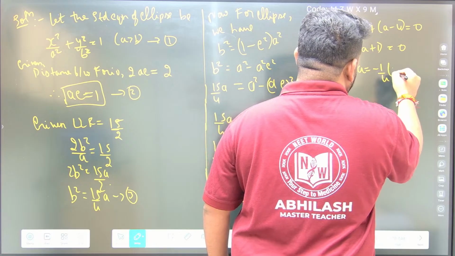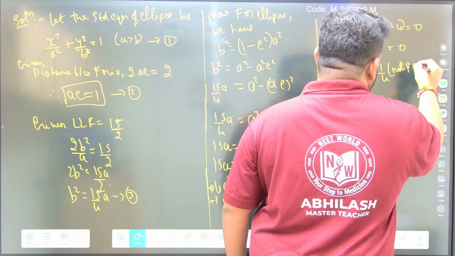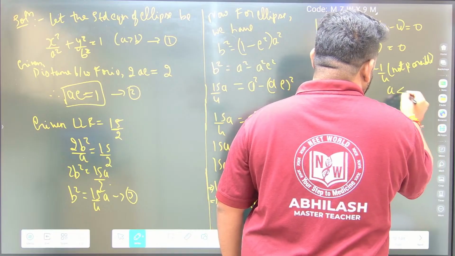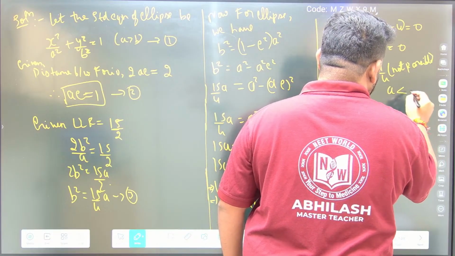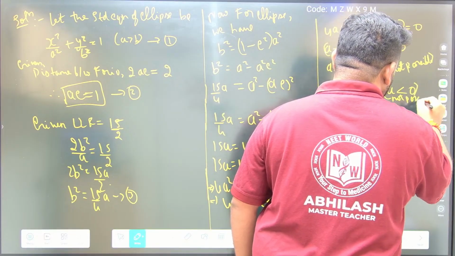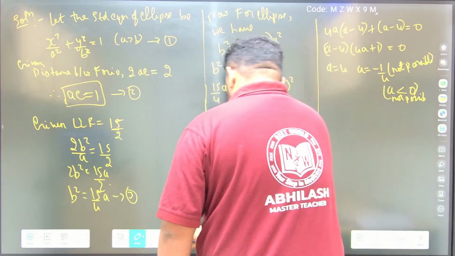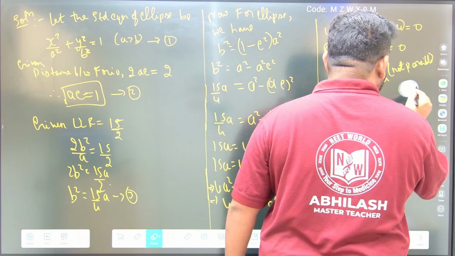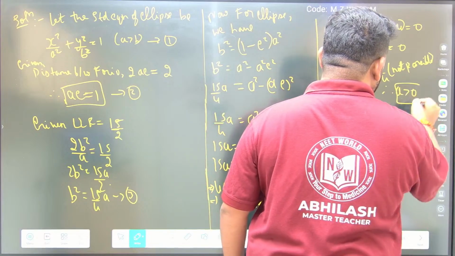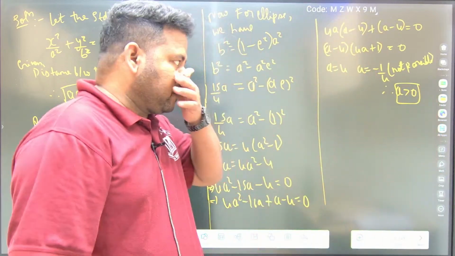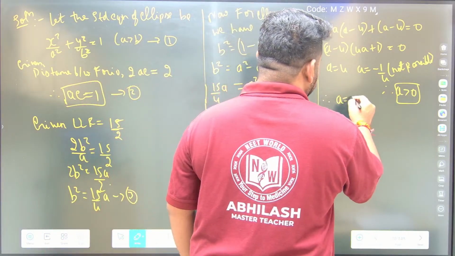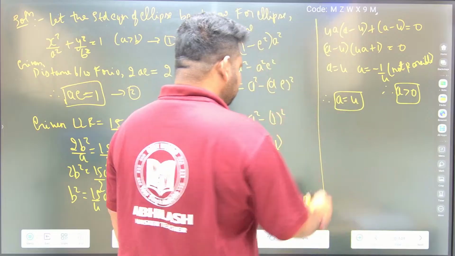This is not possible, because here a cannot be negative. a less than 0 means it is not possible. Therefore a should be greater than 0. Therefore a is equal to 4 is the value we will take. What will happen to b square?